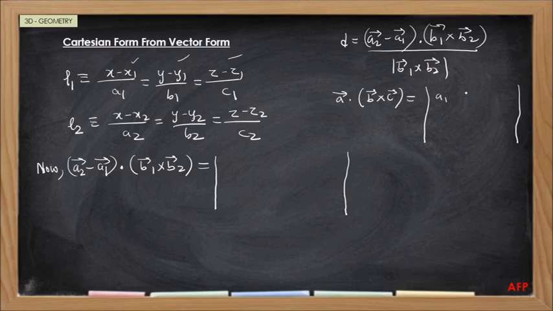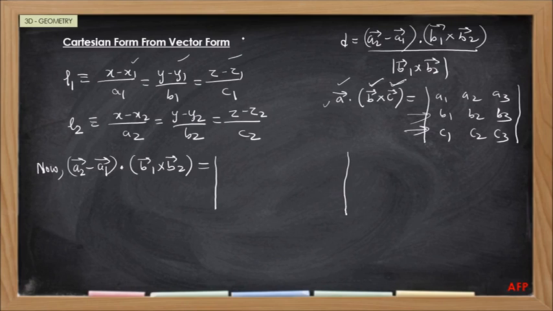So A1, A2, A3, these are the coefficients of i, j, k of vector A. Now B1, B2, B3, these are the coefficients of i, j, k of the B vector, C1, C2, C3, the coefficients of i, j, k of the third vector. Okay, the first vector we write in the first row, the second vector in the second row, the third vector in the third row. Here, similarly, we are having A2 minus A1. So how to write A2 minus A1?